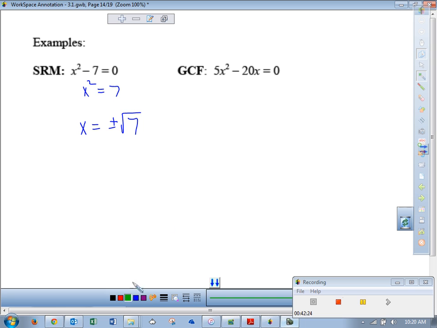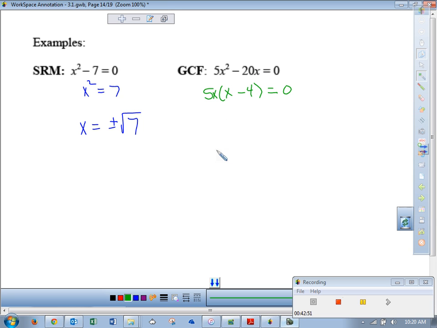GCF is the next method. That stands for greatest common factor. Look here. Doesn't everything have a multiple of 5 in it? Doesn't it also have a multiple of x in it? So I will take out a factor of 5x. 5x is the greatest common factor. It's really the reverse distributive property that's going on here. If you take 5x squared and divide it by 5x, you will get 1x back. The minus sign comes down. 20 divided by 5 is 4, and the x's cancel each other out.